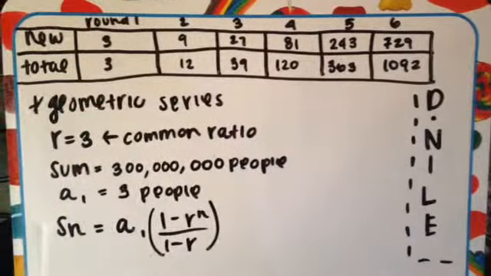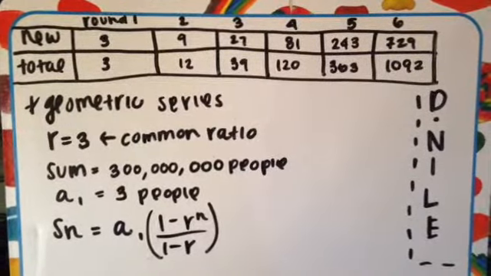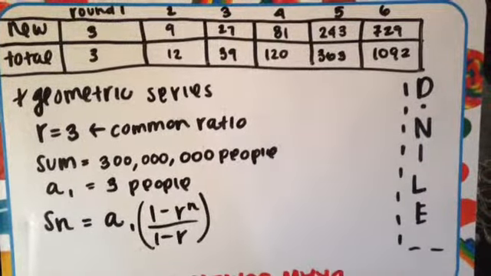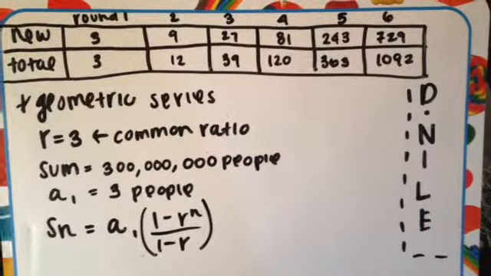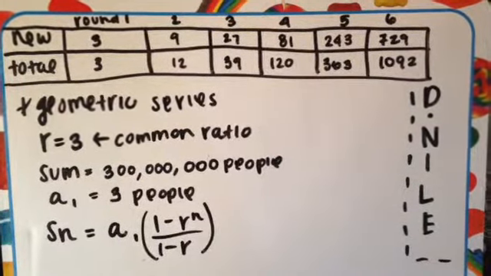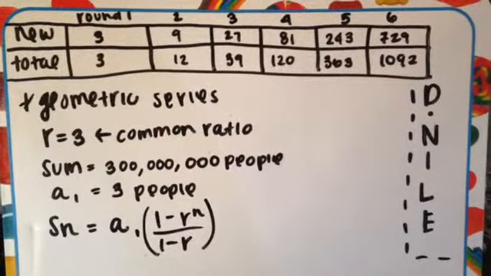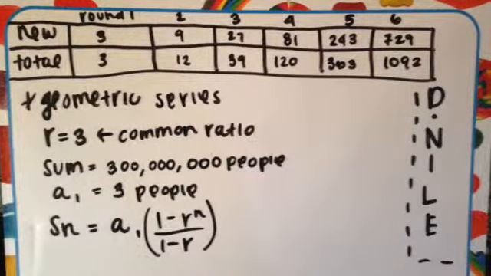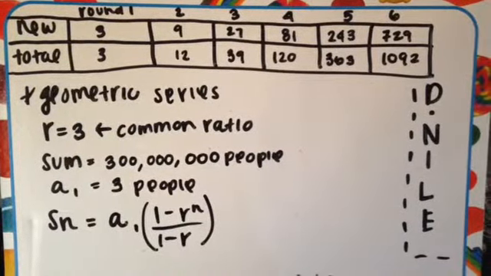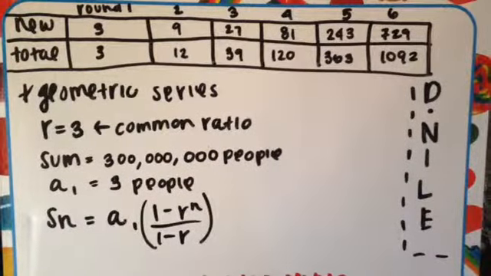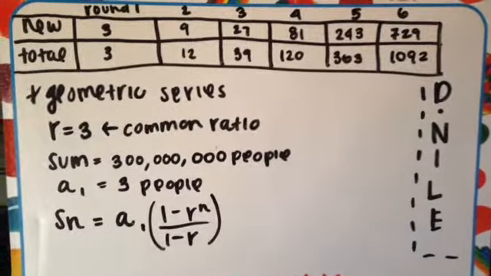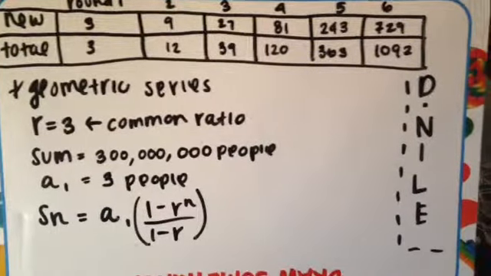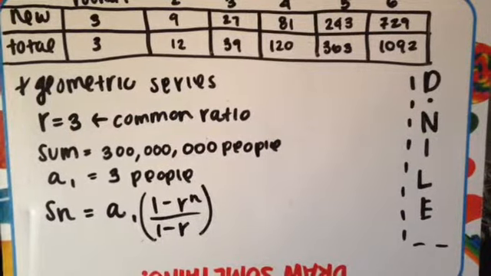Okay, so we want to find how many rounds it would take for 300 million, aka the population of the United States, to be involved in a pyramid scheme. So one person recruits 3 people, and then those 3 people recruit another 3. That would mean our common ratio is 3, and this is a geometric series. So the sum is 300 million people, and our a1 represents our first term. We would use the geometric series formula, which is Sn equals a1 times (1 minus r to the power of n) over (1 minus r).